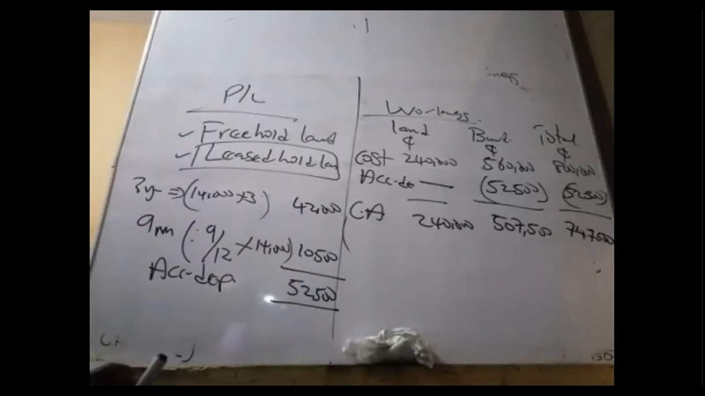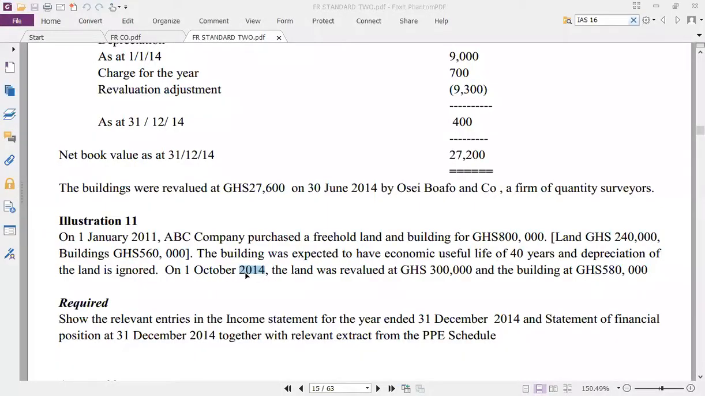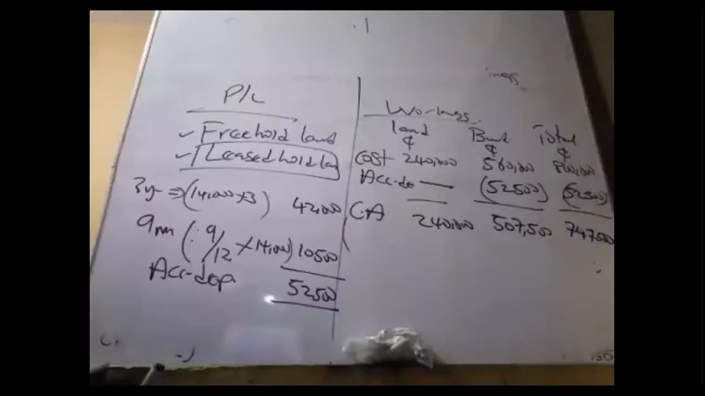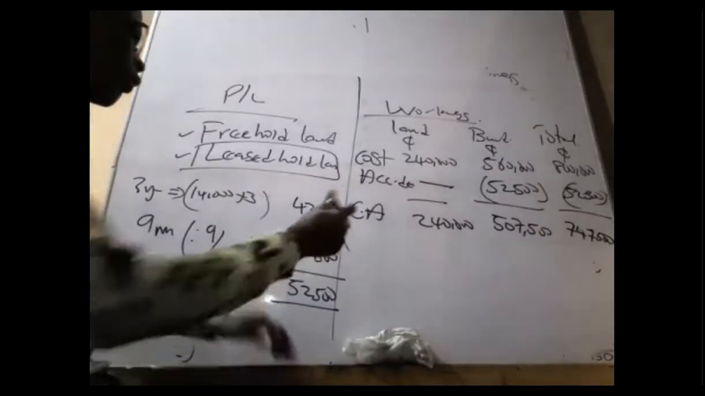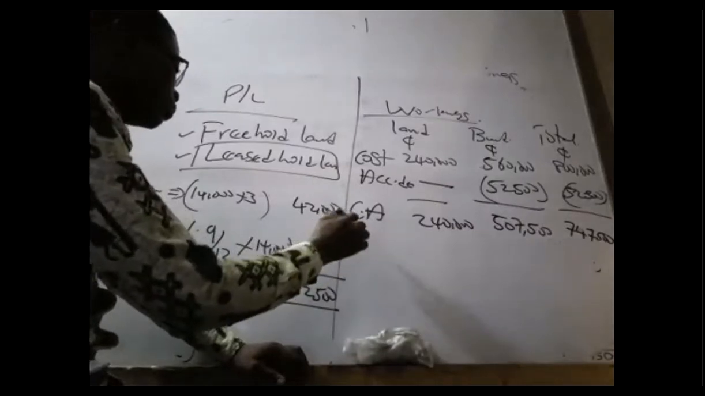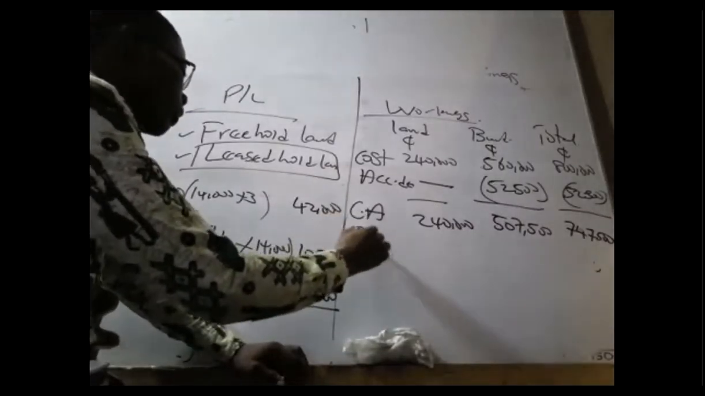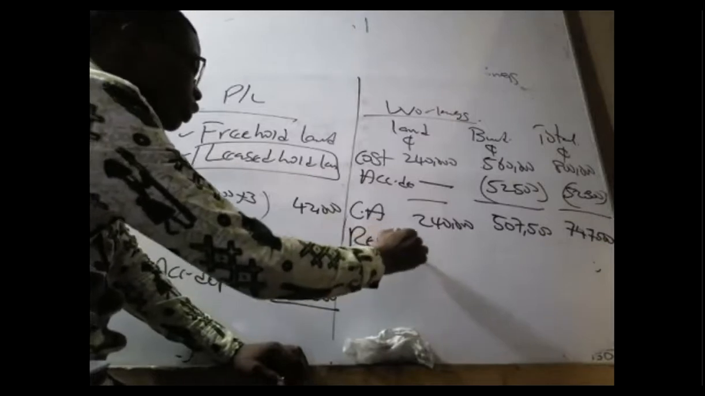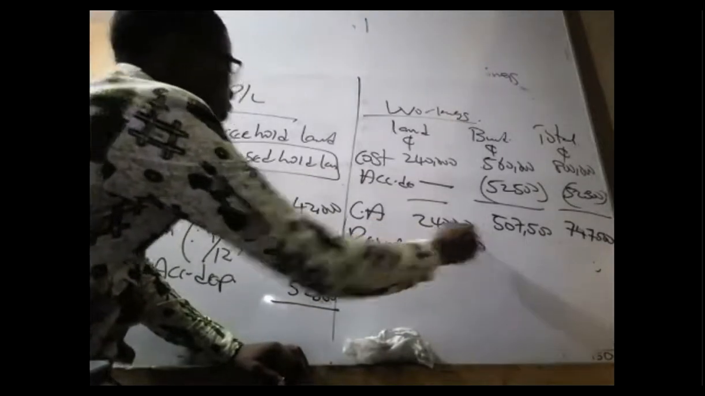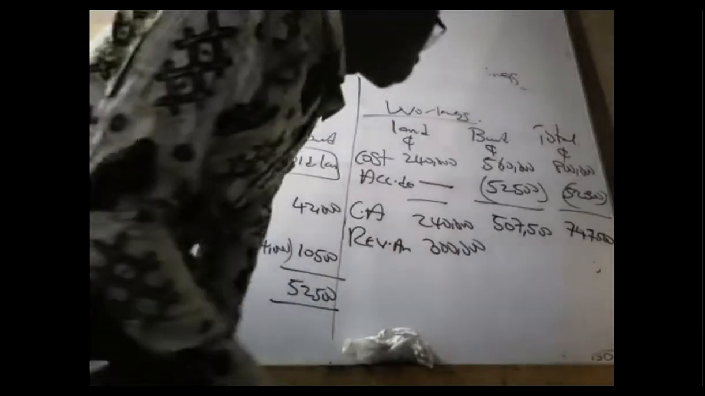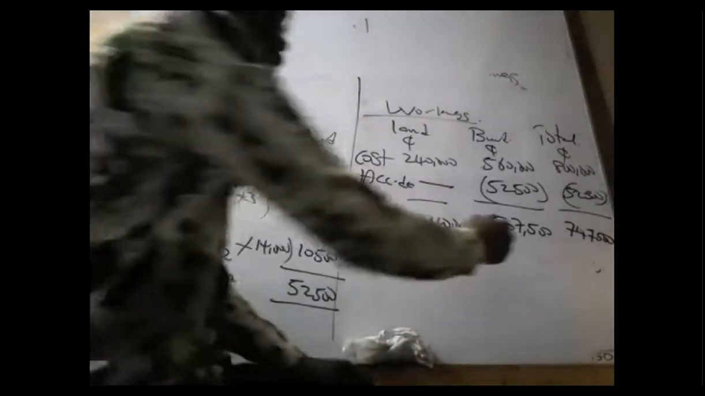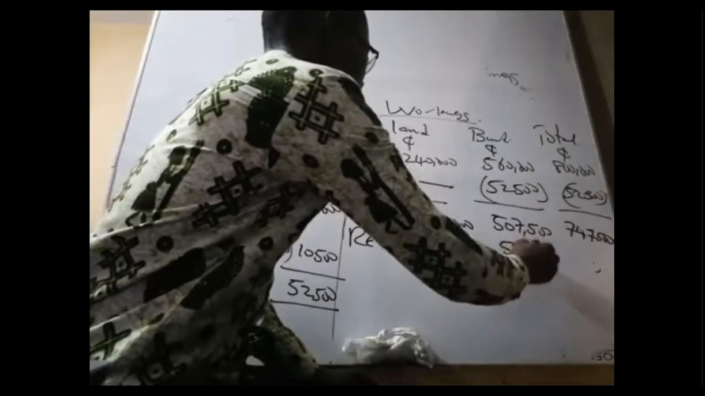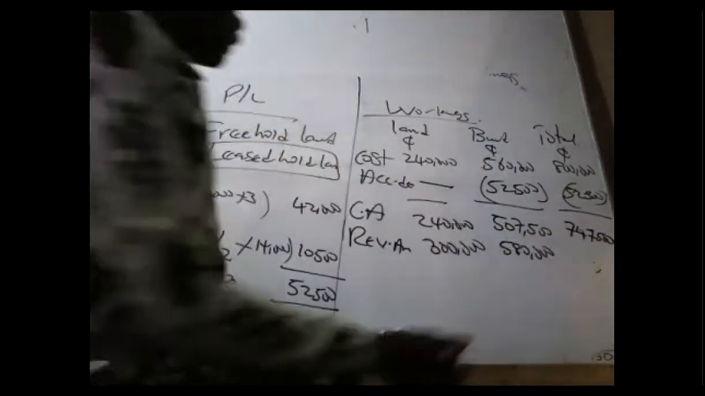Then you bring the revalued amount to find the revaluation gain. So in October 2014, the land was revalued to 300,000, building 580,000. So what do you do? The revalued amount. You see here the land revalued to 300,000. This one up to 580,000. So in total 880,000, right?